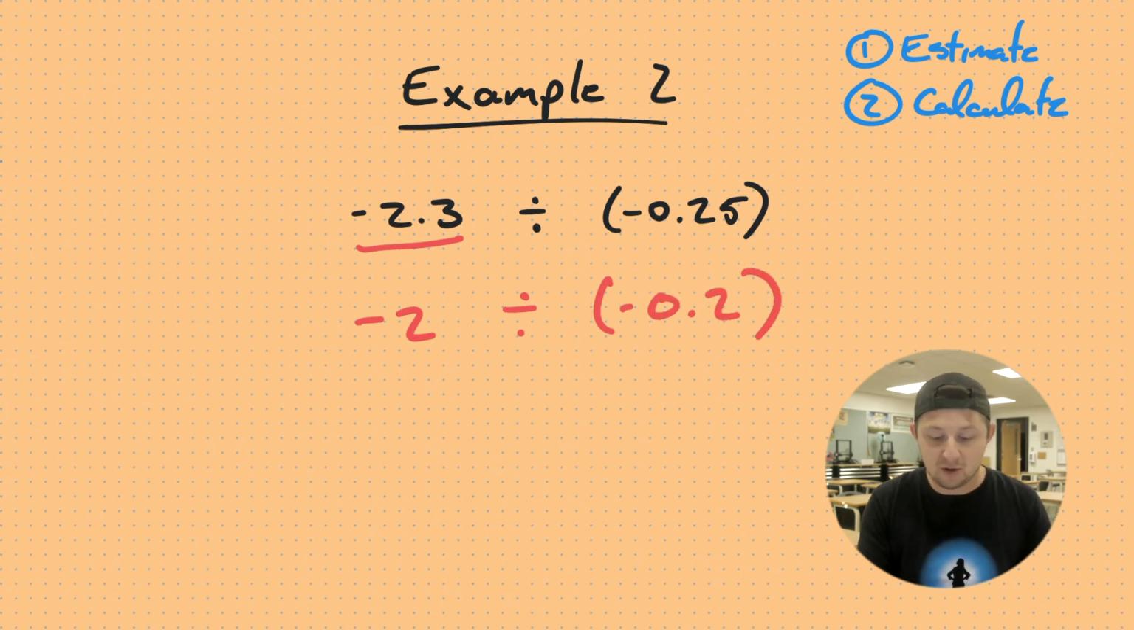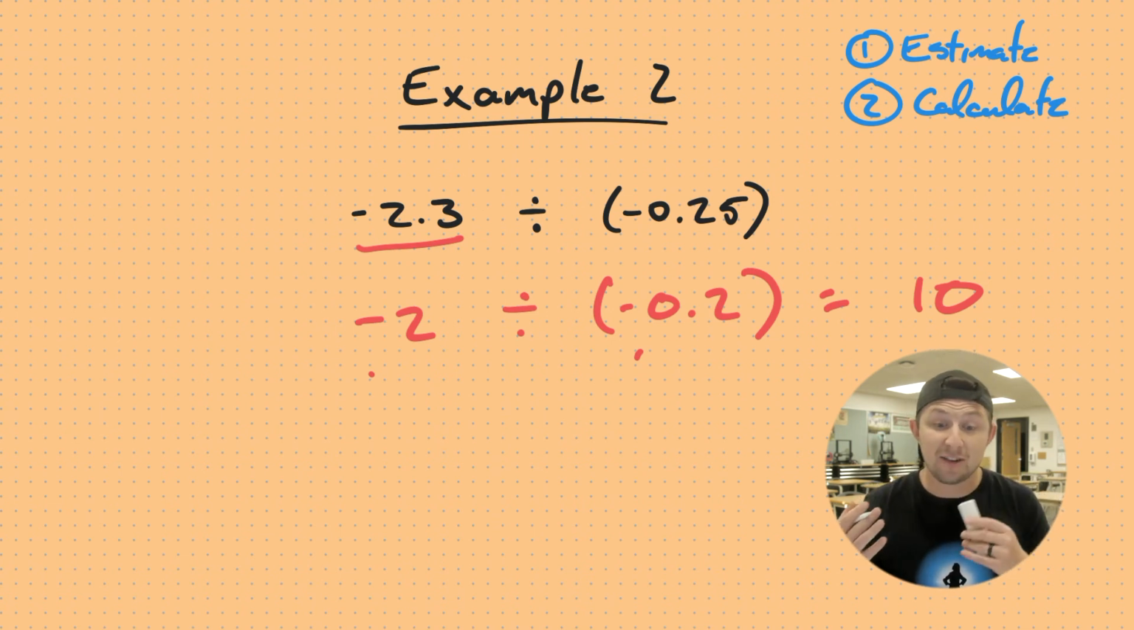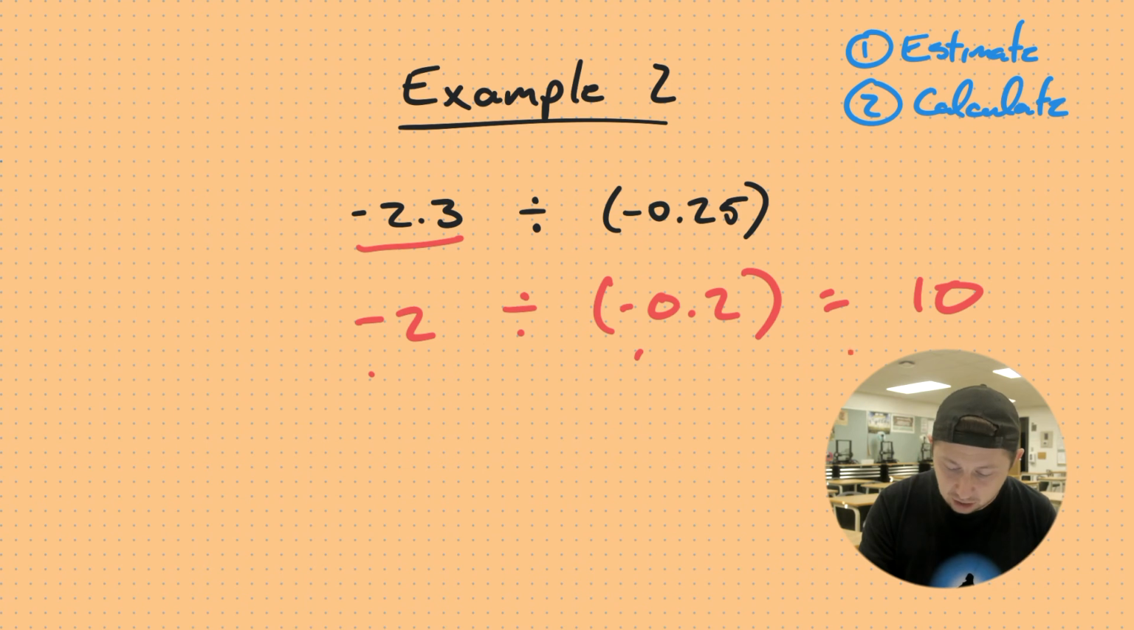Now, the reason I do that is these two numbers are really nice. If I just take negative 2 divided by negative 0.2, I get 10. Remember, we've got a negative number divided by a negative number. That's going to give us a positive number. So my answer is approximately 10.